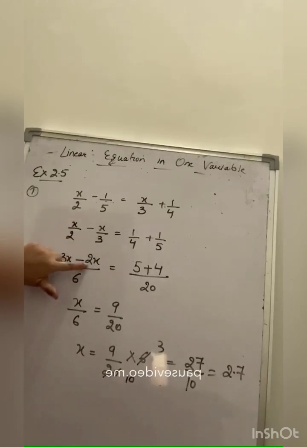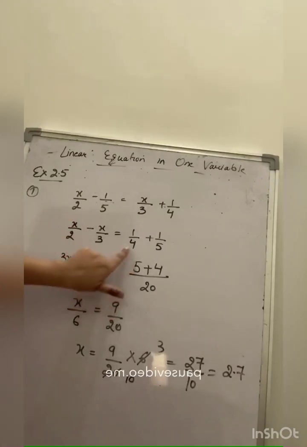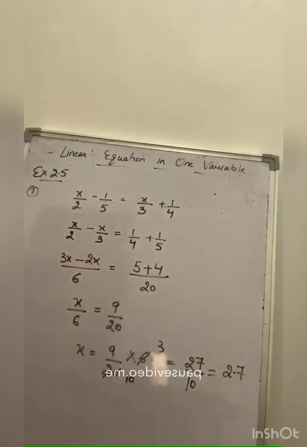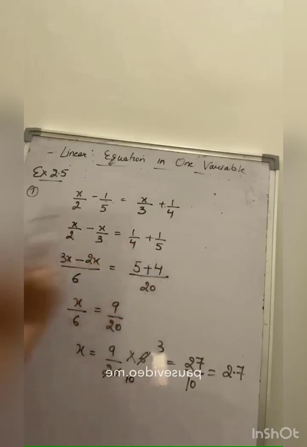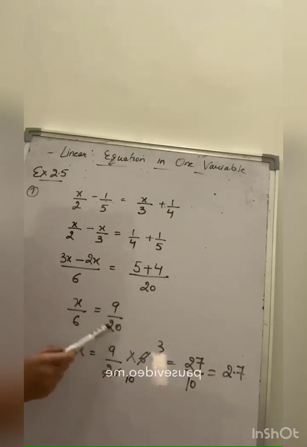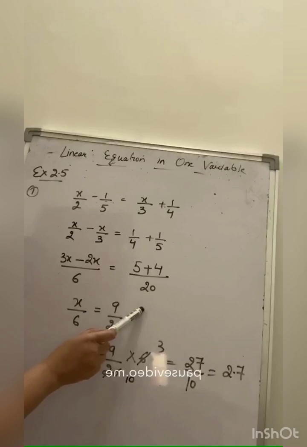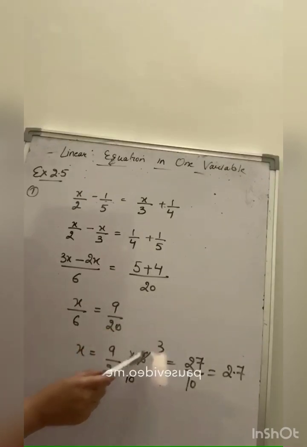2 into x is 2x is equal to LCM of 4 and 5 is 20. 20 divided by 4 is 5. 5 into 1 is 5, plus 20 divided by 5 is 4. 4 into 1 is 4. So 3x minus 2x is x. x by 6 is equal to 9 by 20. 6 will go on the right hand side and will get multiplied with 9. After doing the calculation, we get x as 2.7.